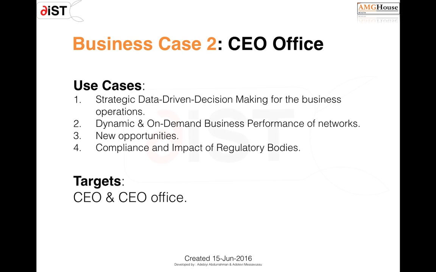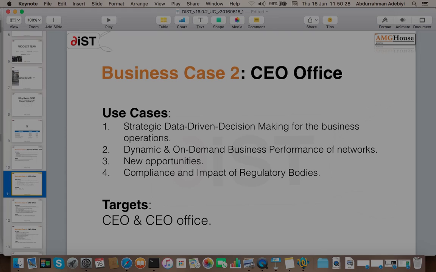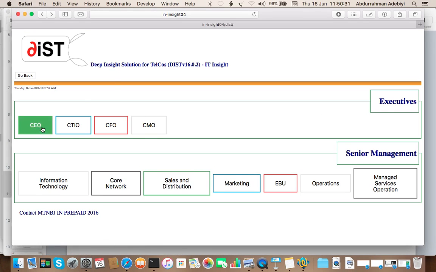Here we're going to showcase the business case for the CEO office. We've got four highlighted use cases that most CEOs will be interested in. These are use cases that actually happen and that we've used within the operation: strategic data-driven decision making, and dynamic on-demand business performance of the network, so he or she can view it. She can detect new opportunities for our staff, as well as compliance and impact for regulatory bodies. So without much ado, we go straight up to the Dist system.